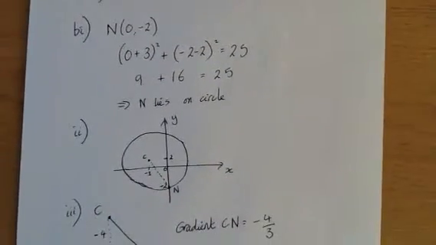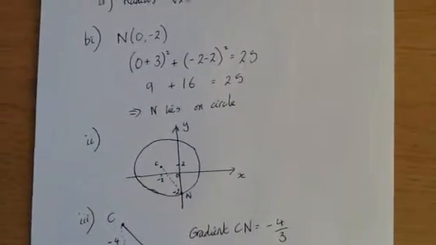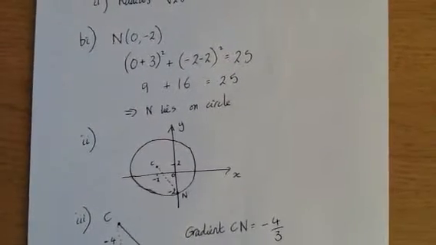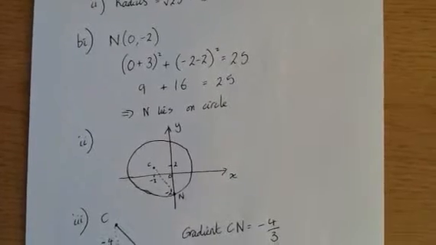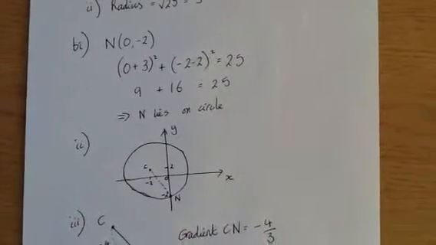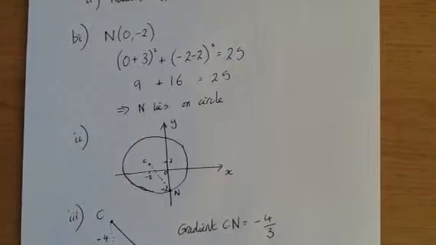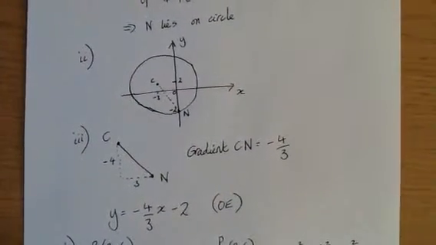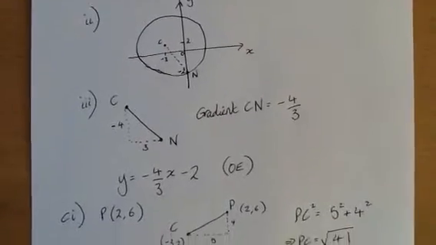As we work our way through part B1, we substitute the values into the equation, and you should end up with 9 plus 16 equals 25, and so therefore a correct statement, N lies on the circle, will gain full marks. Part 2 is just a sketch, and that would be sufficient, four full marks there.